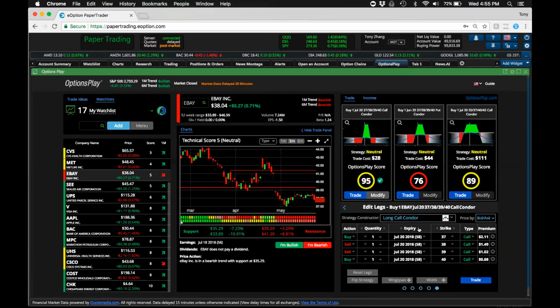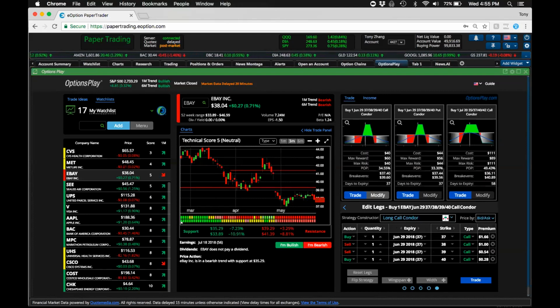I have different expiration dates, that's why. But this allows you to compare the three side by side and actually see which one gives you the best risk and reward and breaks it all down for you so that you can quickly see which one's best suited for you.